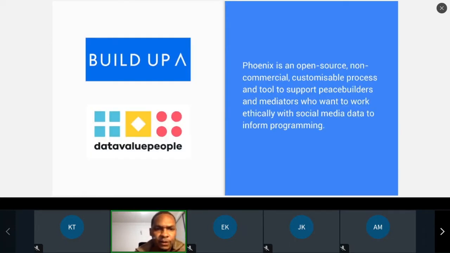With Phoenix, it currently is a partnership between Build Up and Data Valley people, and it's an open source, non-commercial, customizable process and tool to support peace builders and mediators who want to work specifically with social media data to inform their programming. It's not like when people say this tool will give you a solution to your problems. No, it will not. It will just open the door so that you can continue to inform your programming.